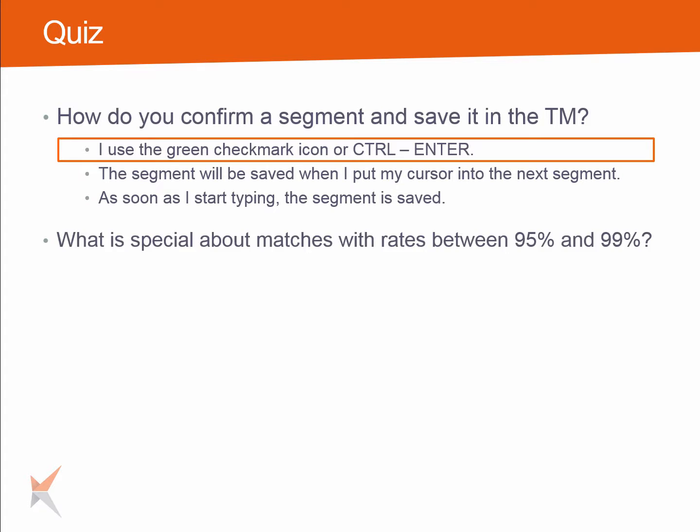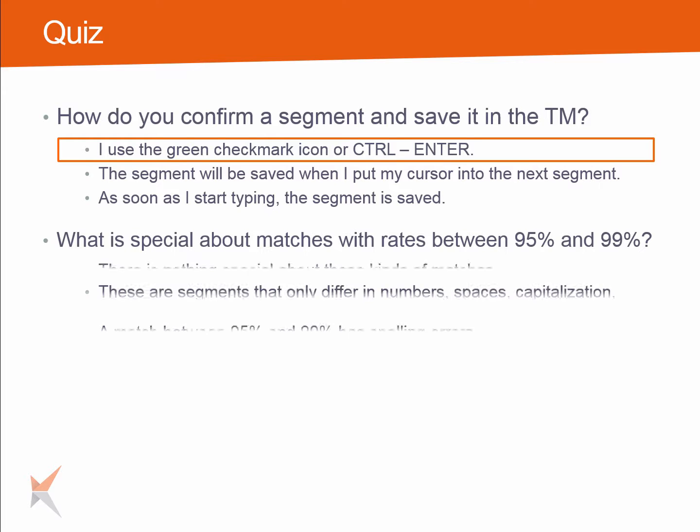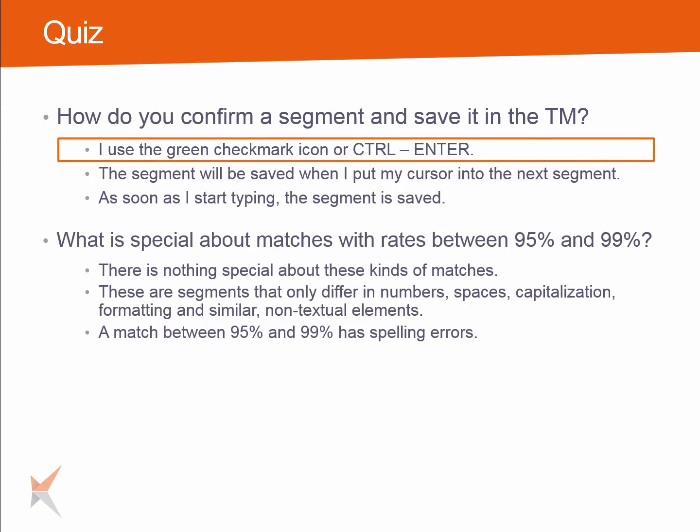Second question. What is special about matches with rates between 95% and 99%? The possible answers are: there is nothing special about these kind of matches. These are segments that only differ in numbers, spaces, capitalization, formatting, or similar non-textual elements. Or, a match rate between 95 and 99% indicates spelling errors in the translation. The correct answer is: these are segments that only differ in numbers, spaces, capitalization, formatting, and similar non-textual elements.